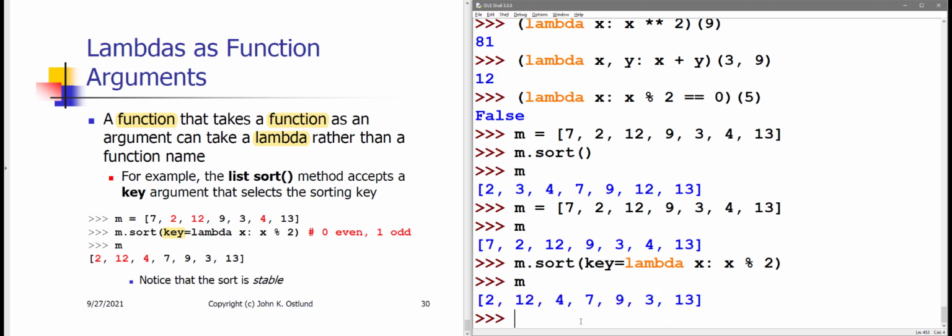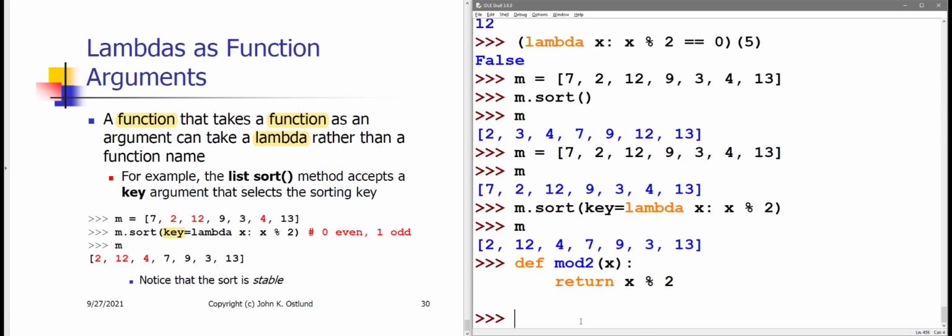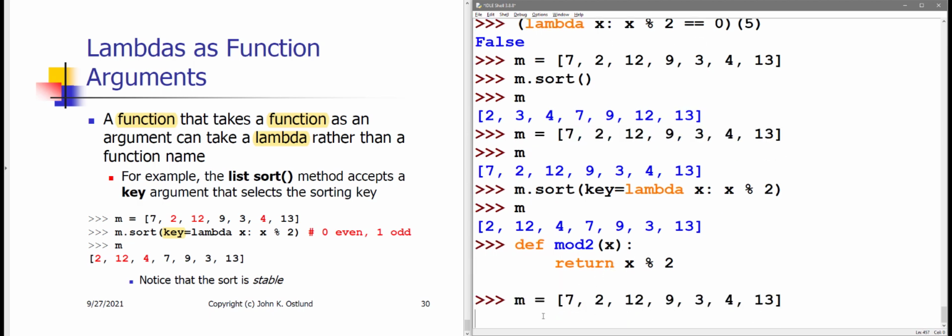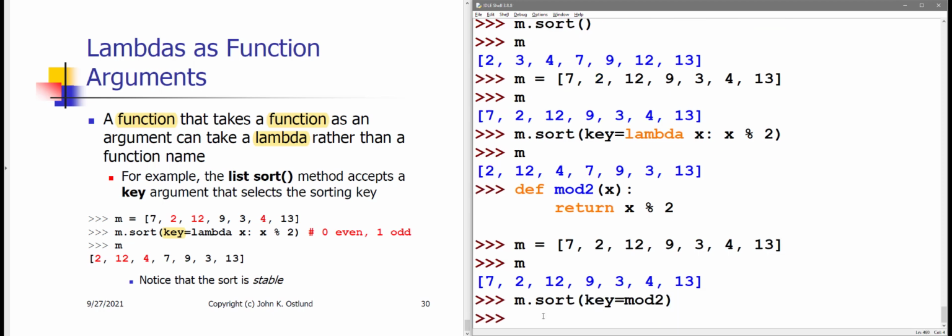All right, so there is one use of a lambda. I don't know if it's that compelling a use, though, because we could have just said define mod2 of x to return x mod 2, and then we could have just as well said, here's my original list. We could have said m.sort with key equals mod2, and that also works the same way.